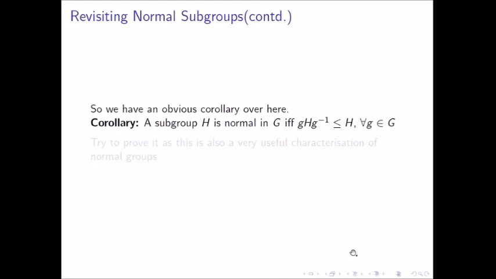An obvious corollary of the previous slide, or rather the proposition in the previous slide, is the following. A subgroup H of G is normal in G if and only if GHG inverse is a subgroup of H for all G belonging to G. So instead of the equality sign, even if we have a subgroup sign over here for all G belonging to G, it turns out that H is normal in G. Try to prove it on your own using the results and the method of proof in the previous slide, as this is a very useful characterization of normal groups and might be or shall be used later on.